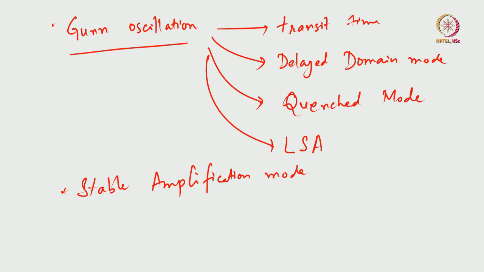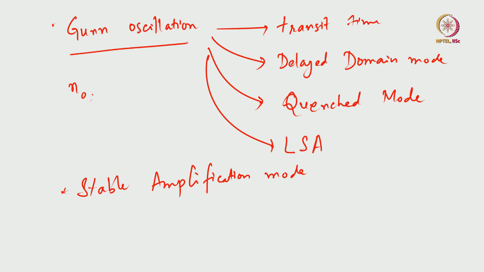So what happens is that in some cases, your transit time, the time the domain takes to move across the sample, will dictate the frequency at which you oscillate. In some cases, the resonant cavity or the tuning circuit where you put the diode will determine the oscillation frequency. This depends on the doping N naught, the length of the sample, the frequency you are looking at, the bias that you are applying, and so on and so forth.